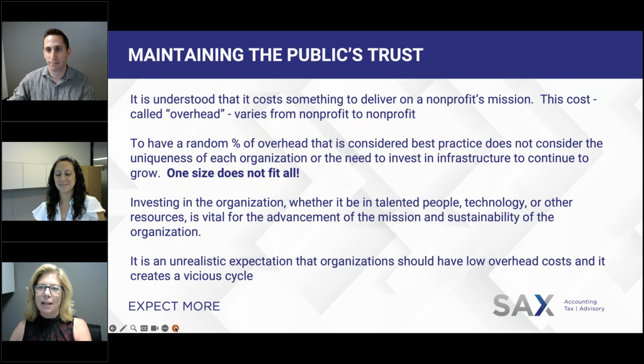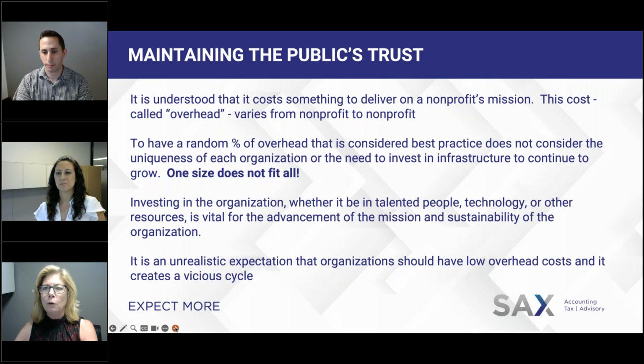I'm going to take a little bit of a different spin on the overhead myth and actually talk about some ways that we can advocate and start to dispel that myth, and start to move forward with not necessarily relying on arbitrary percentages to value an organization and their mission and their work.